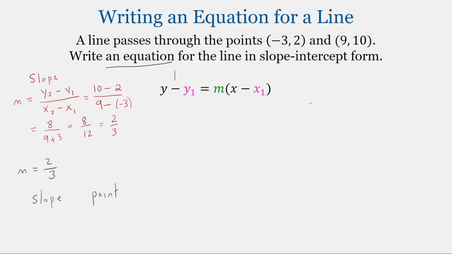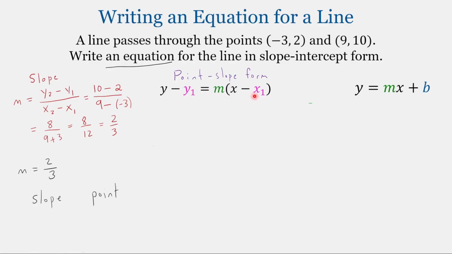Now I learned using this formula, and this formula is called the point-slope form, because you need a point and a slope to write this equation. And this has always been my go-to form for writing equations. However, you can also use our tried and true friend, the slope-intercept form. But let's start with point-slope form.